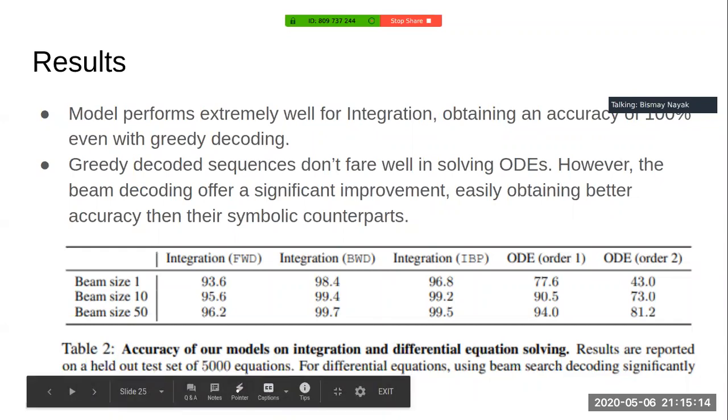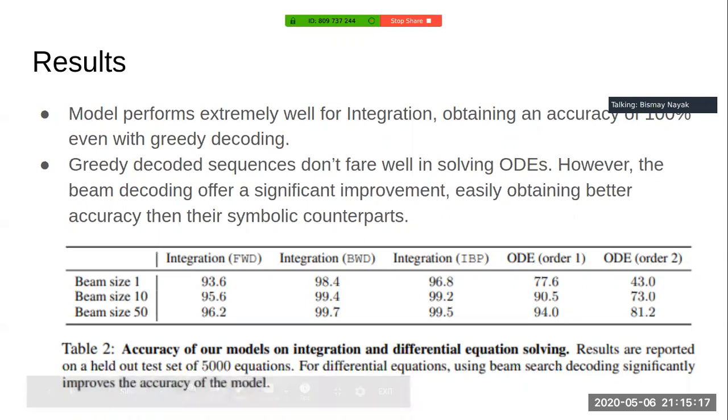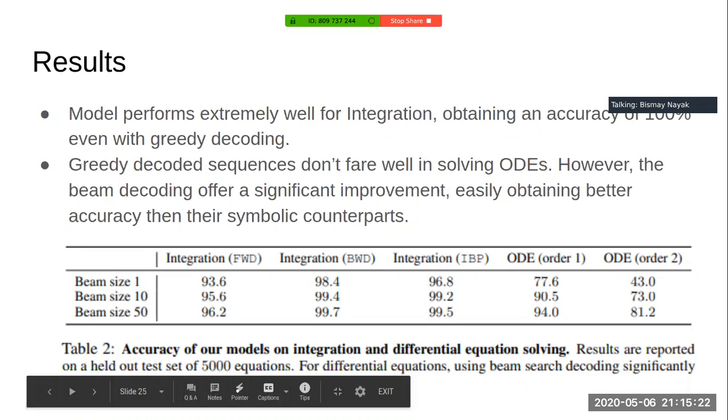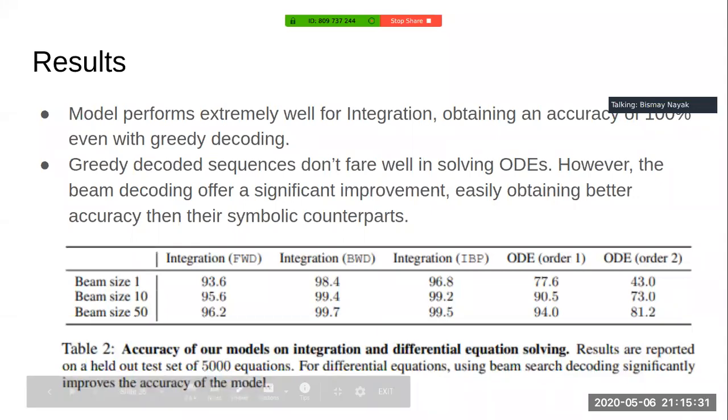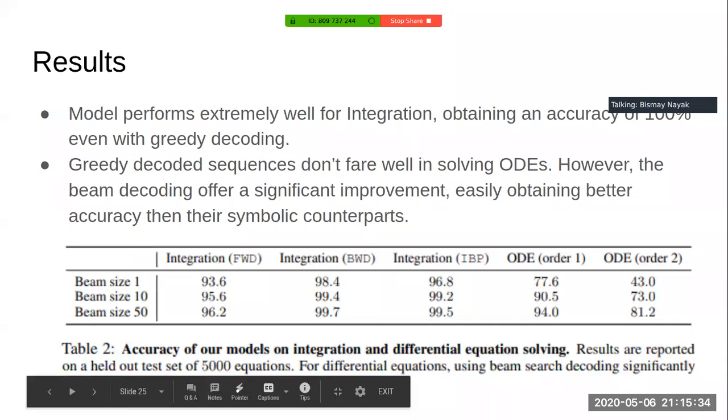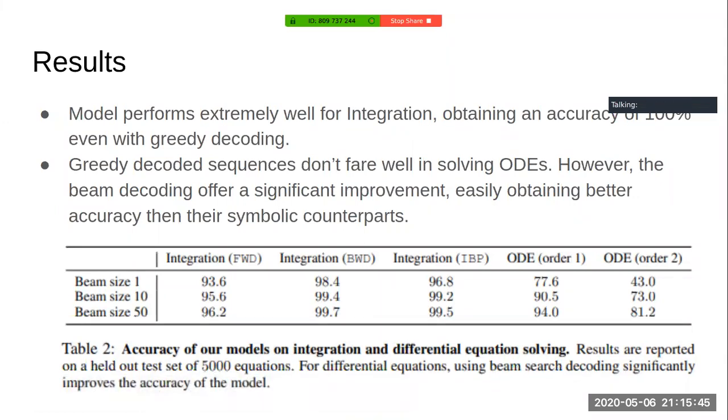So somehow these models did extremely well when it came to calculating integration, and even in solving ordinary differential equations. Although beam size 1 did not fare well here, with the beam width of 10 and 50, they were able to solve ordinary differential equations of order 1 with up to 90 and 95% accuracy. And here also they were able to obtain something close to 80% accuracy. Now, these results were much better than the ones of existing frameworks.